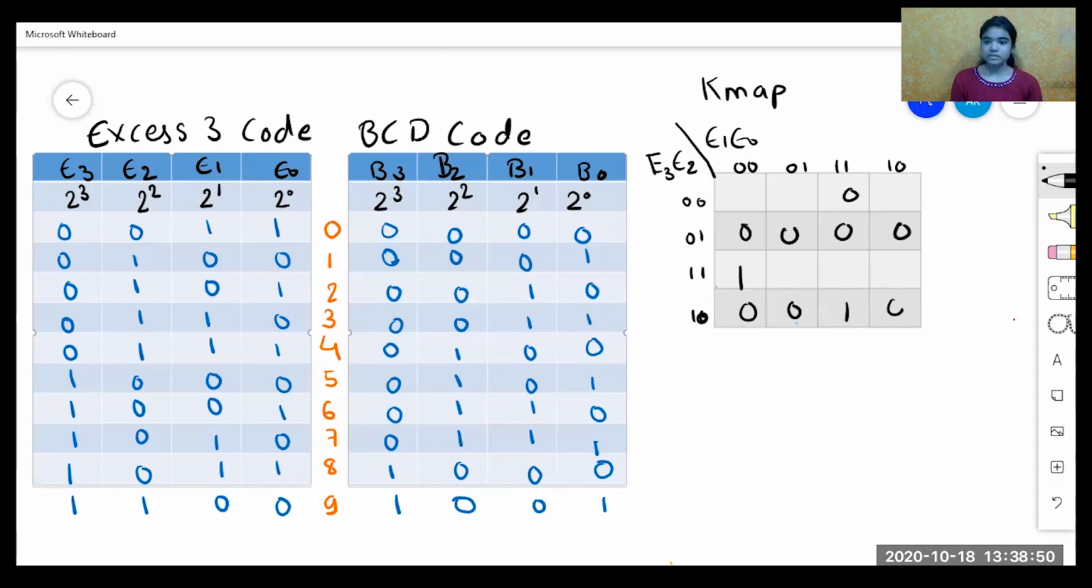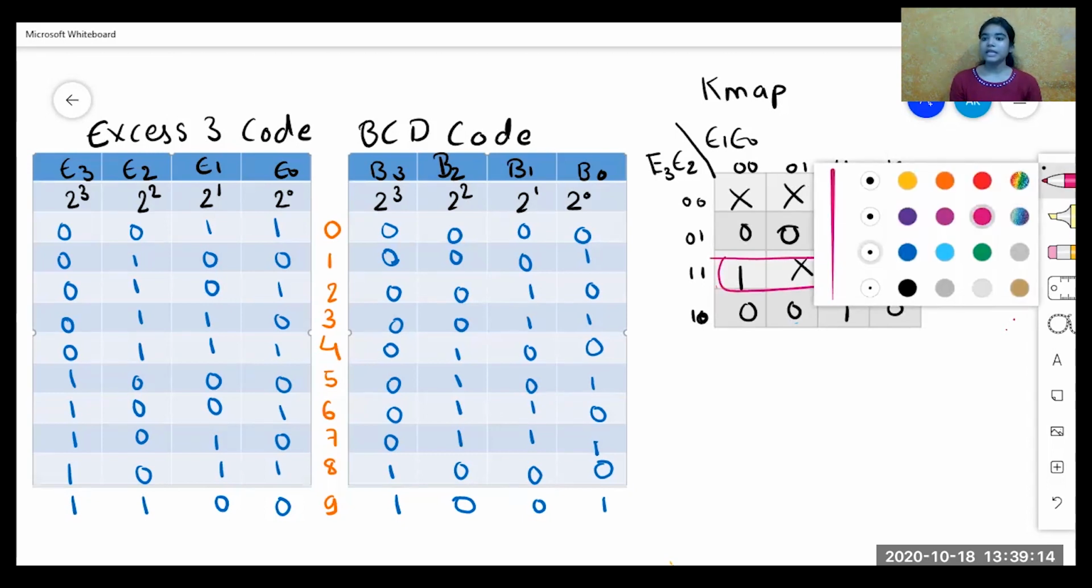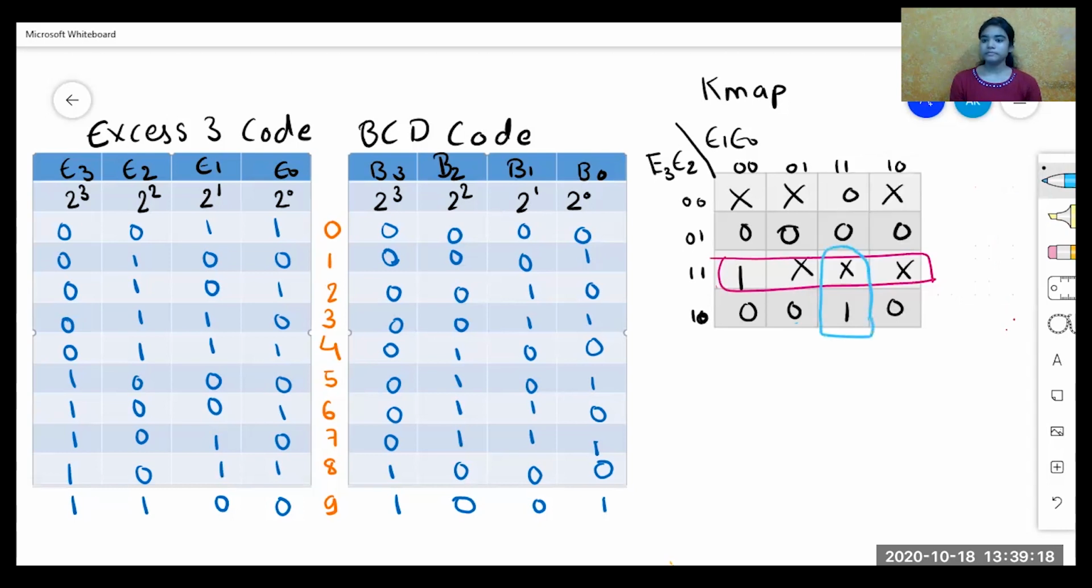Okay, so the cells which are left, we fill those cells with a cross mark. Those are our don't care conditions. It means no matter whether it is 1 or 0, the output will not be affected by it. So this completes our K-map. Now we move forward with the groupings. So we see here a grouping of 4 is possible, and here a grouping of 2 is possible.